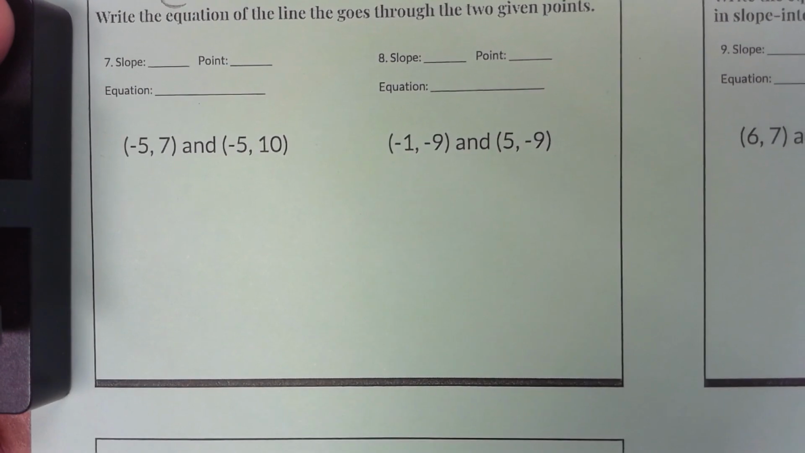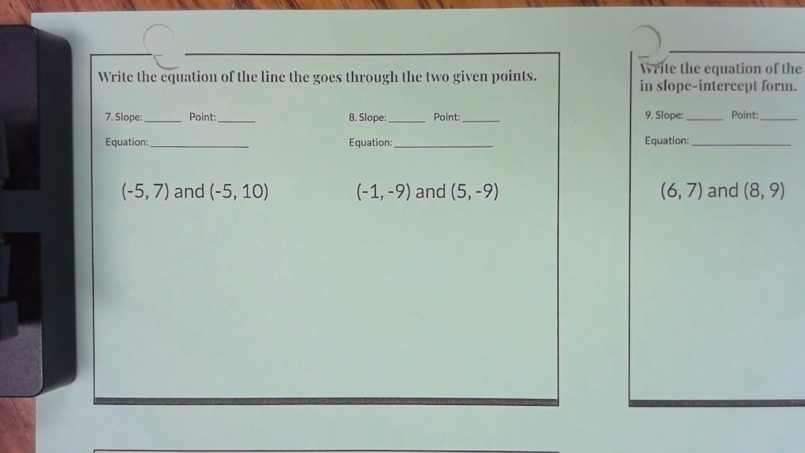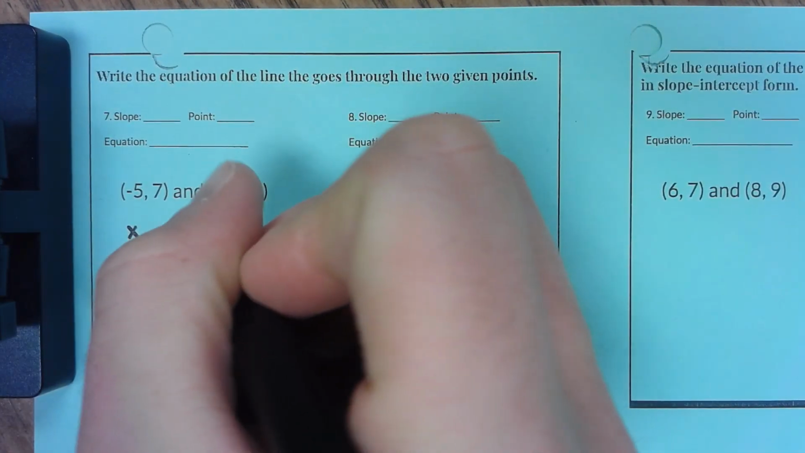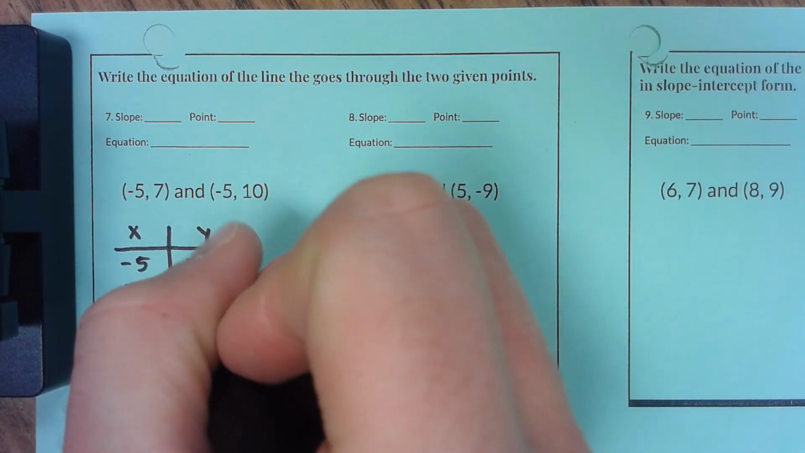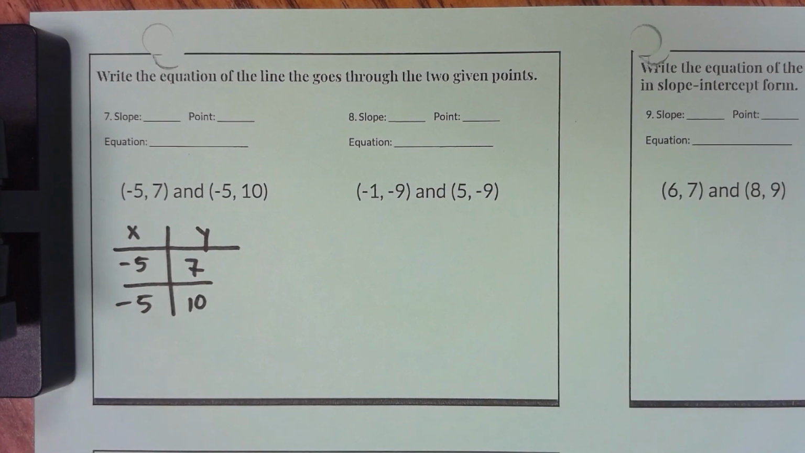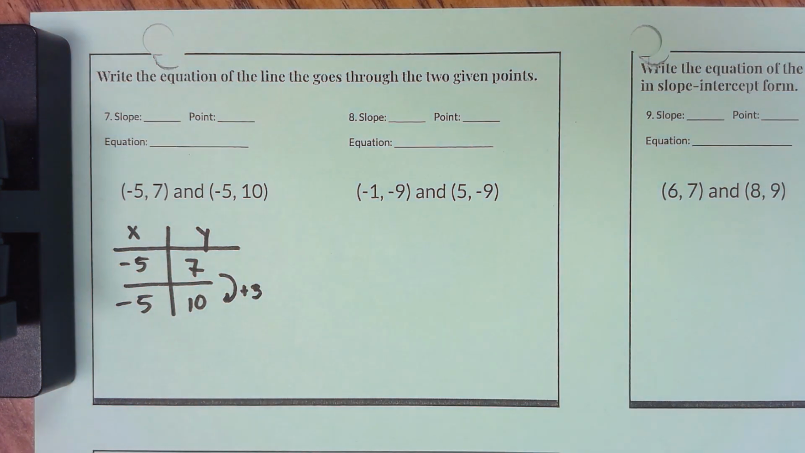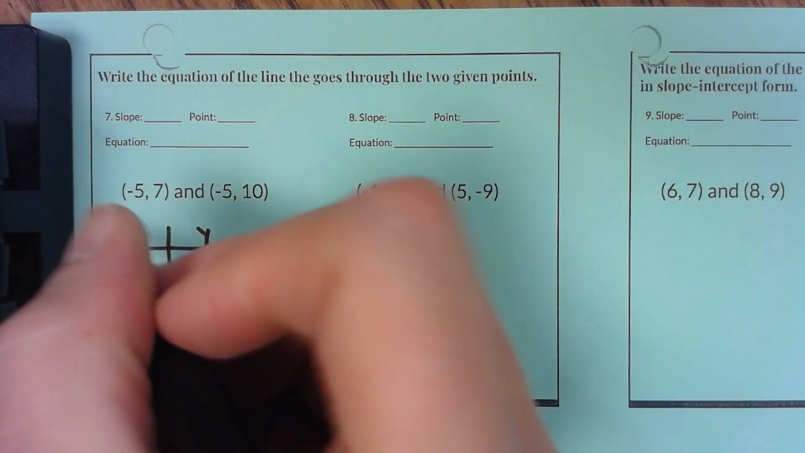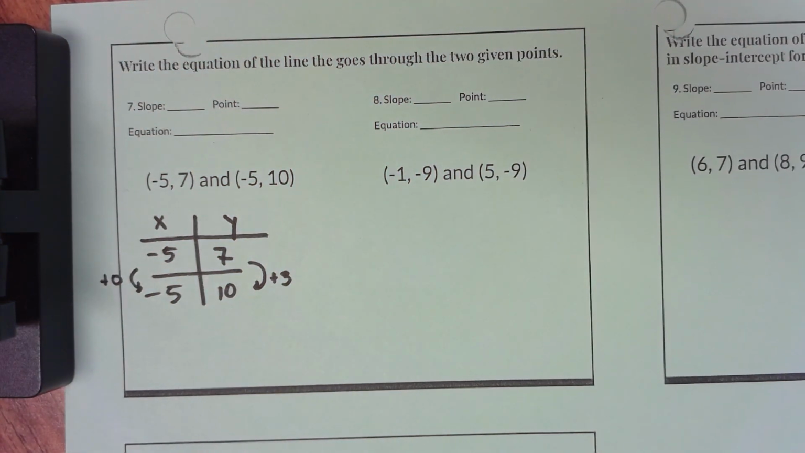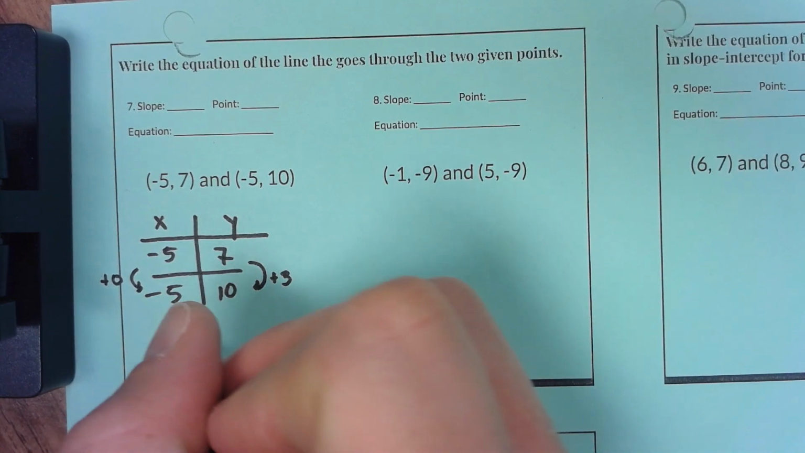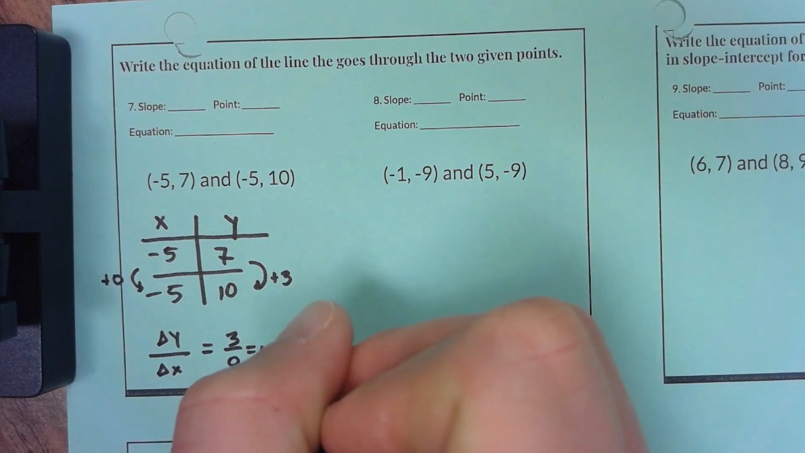So right off the bat, I look at this problem. I see that I've got 2 points. When I have 2 points, I need to find the slope. So I'm going to make a table. So x, y: (-5, 7), (-5, 10). And I go to find my change in y and change in x. So 7 to 10, I add 3. Negative 5 to negative 5, there's no change. That change is 0. So when I do change in y divided by change in x, I get 3 divided by 0, which is undefined.